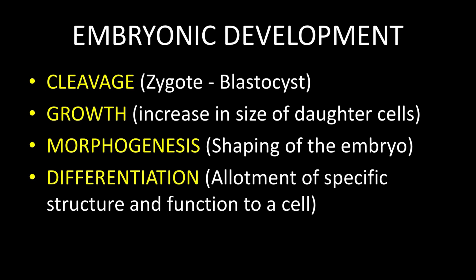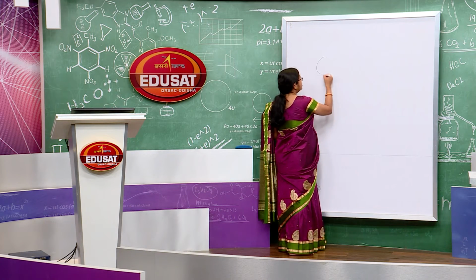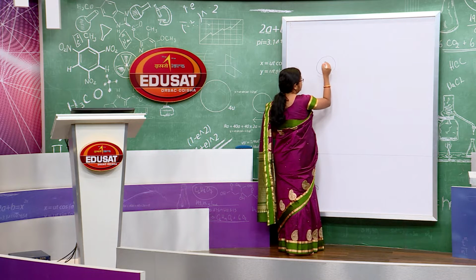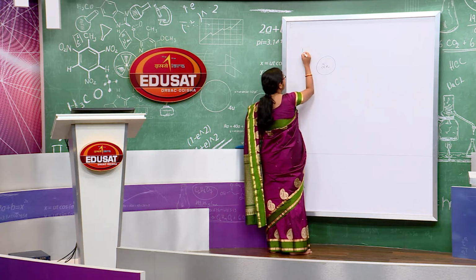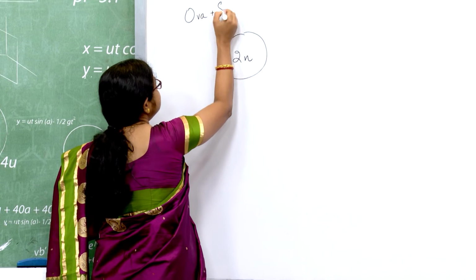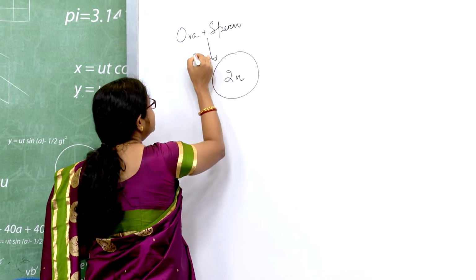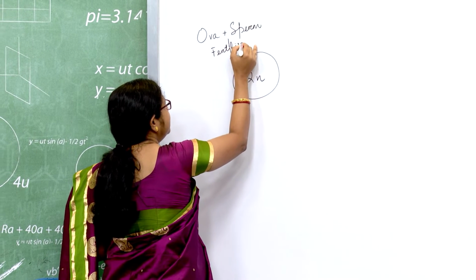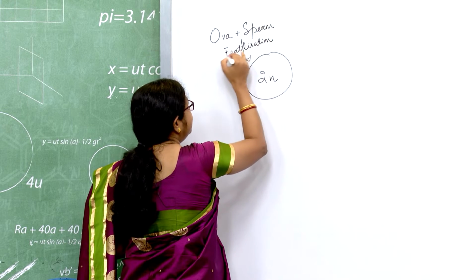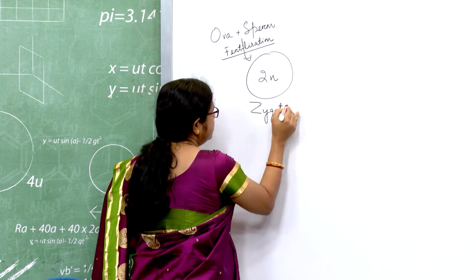So, let us start with what is cleavage. Zygote is a single celled diploid cell and it is formed by the fusion of ova and sperm, which are your haploid gametes, and this particular process, which we studied in the last class, is called fertilization, and after fertilization the end product is your zygote.